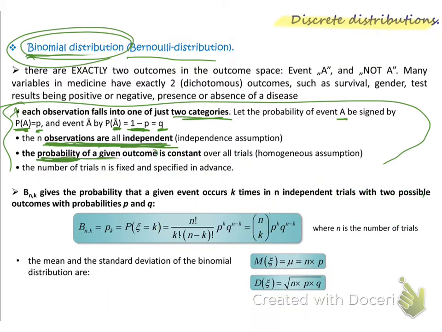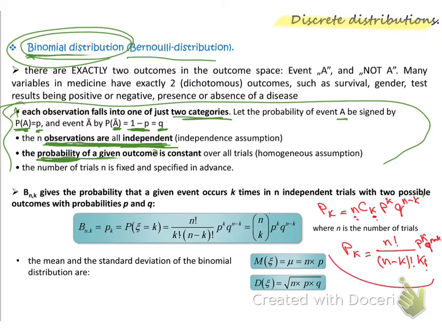So this was the probability. The probability of K equals N C K, P of K, Q of N minus K. I can write it in a different way: P K equals N factorial divided by N minus K factorial, K factorial, times P K, Q N minus K. This is the formula.